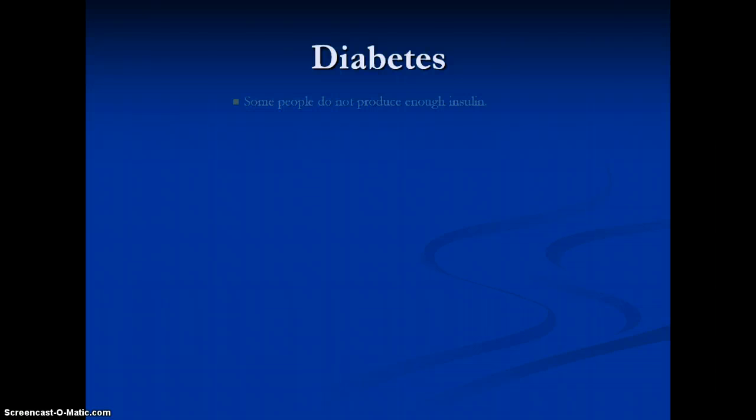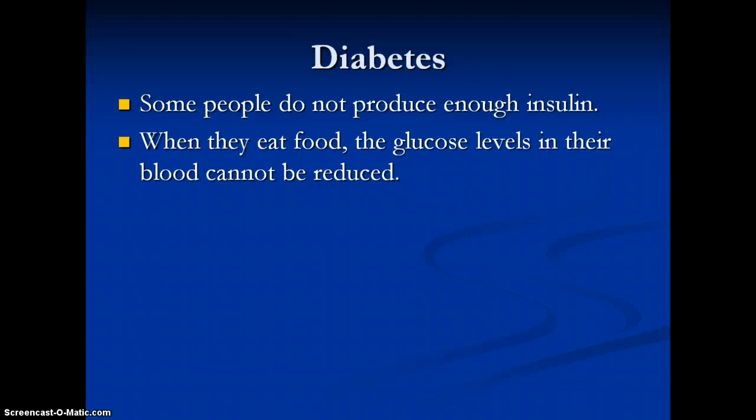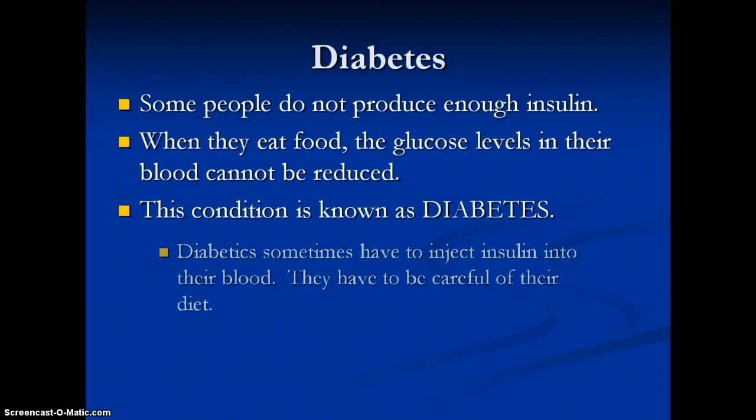Let's look at diabetes though. Some people don't produce enough insulin. Some people can't even produce any insulin at all. Their pancreas is like shot or something like that. Doesn't work. Never worked. It depends. When they eat food, the glucose levels in their blood cannot be reduced. It just skyrockets. And that is what diabetes is.